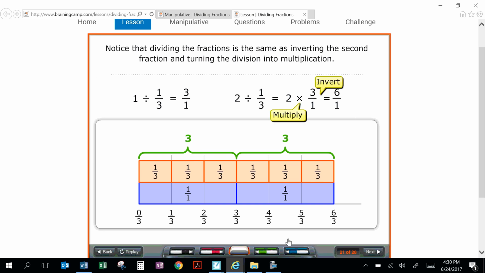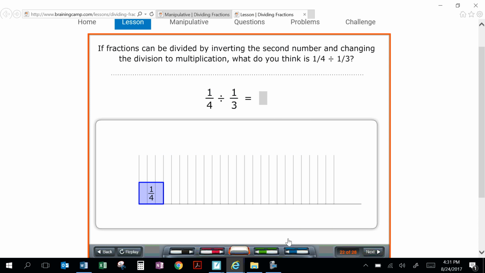Notice that dividing fractions is the same as inverting the second fraction and turning the division into multiplication. So dividing a fraction is really multiplying by the reciprocal. So you turn a division into a multiplication, and you take the reciprocal of 1/3 to 3 over 1. If fractions can be divided by inverting the second number and changing the division to multiplication, what do you think is 1/4 divided by 1/3?